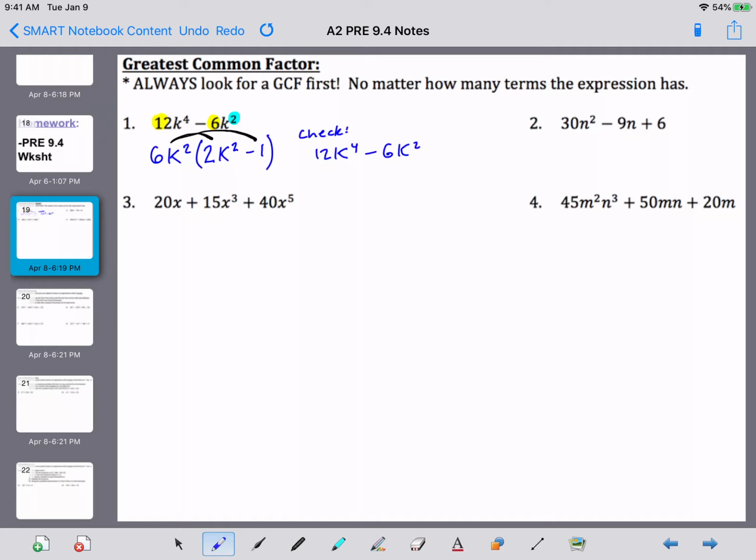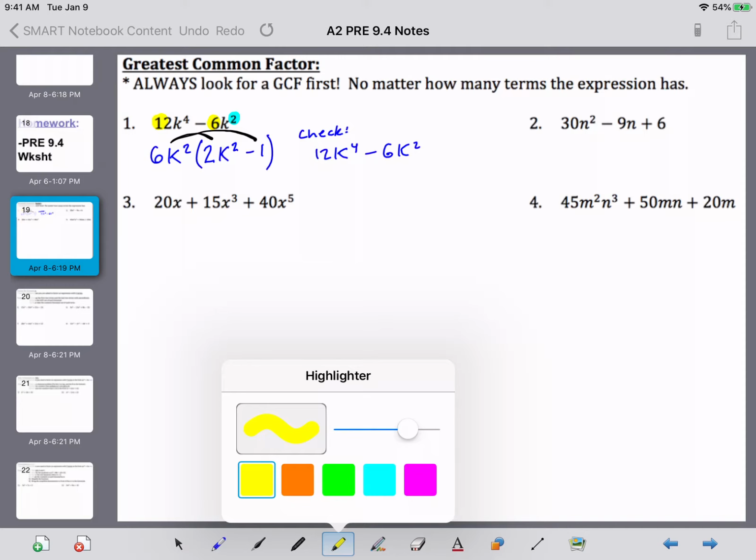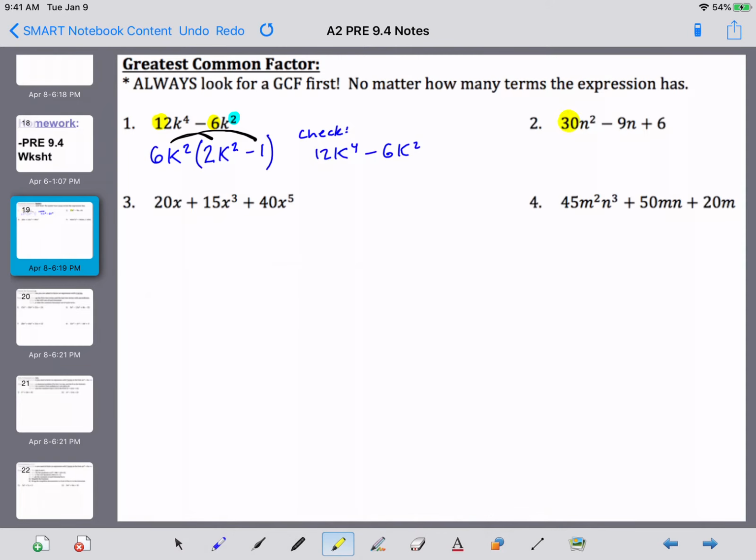All right, so let's try number 2 here. First, we look at the coefficients. 30, 9, and 6 can all be divided by 3. And since 6 doesn't have a variable in it, we can't take any variables out. So all we can take out is 3. And then I have 10n squared minus 3n plus 2. And again, if you want to check that, you could distribute that 3 into the parentheses and see if you end up with what you started with.